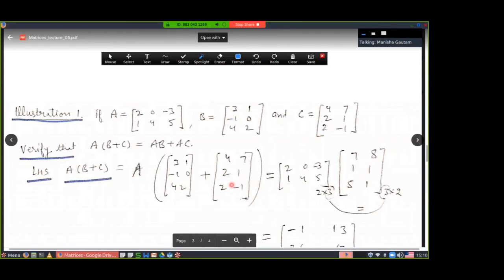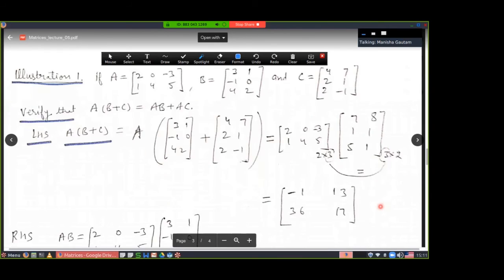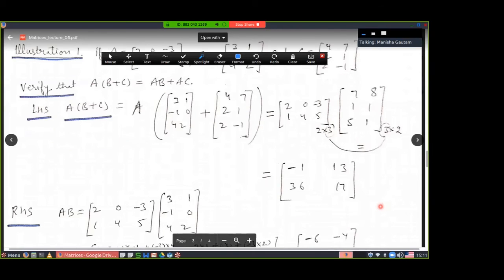Now A is multiplied by the sum of B and C. Here you have to first check whether the multiplication is possible. Yes, the number of columns of matrix A and the number of rows of the matrix B plus C are both equal. It is 3 and 3. It means the multiplication is defined in the given order of the matrices. Now a 2 by 2 matrix will be formed. After simplification, you can multiply them.